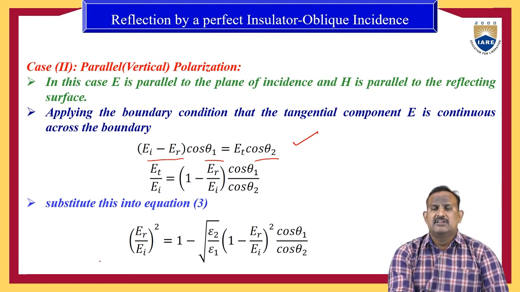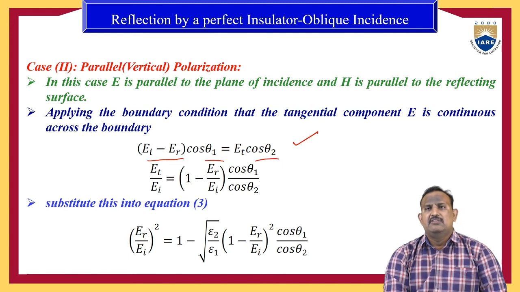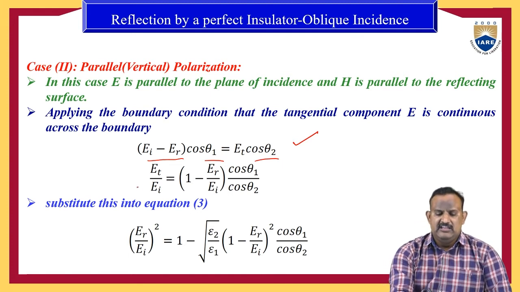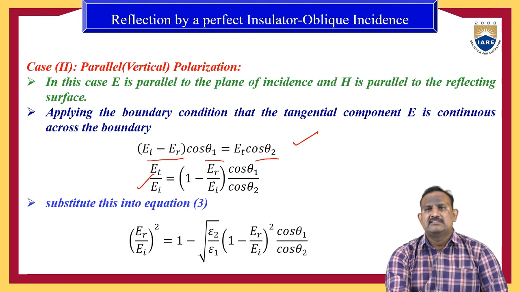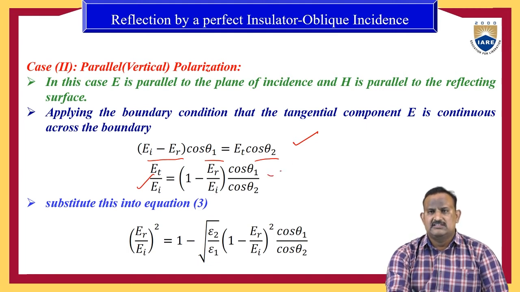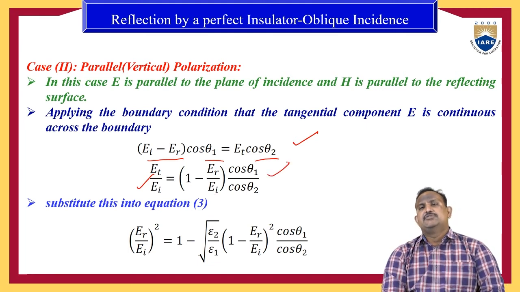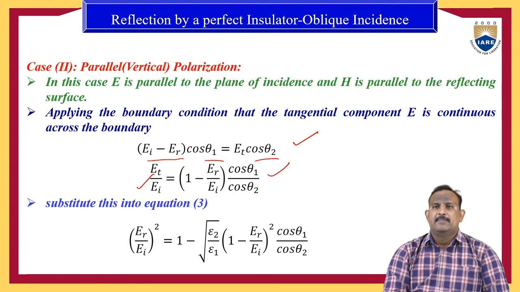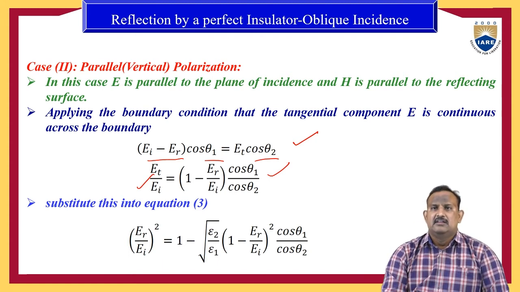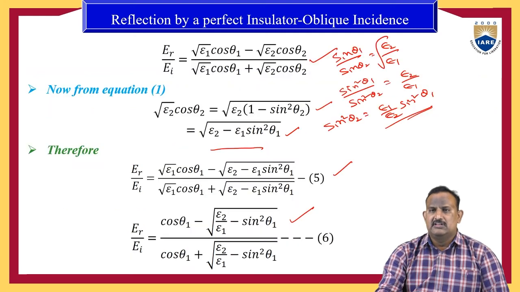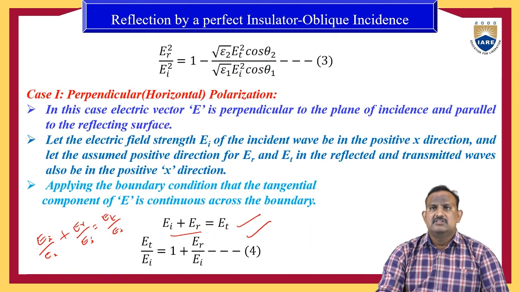Just divide the equation on both sides by EI. So here, ET by EI is equal to 1 minus ER by EI into cos theta 1 by cos theta 2. Substitute this into equation 3.